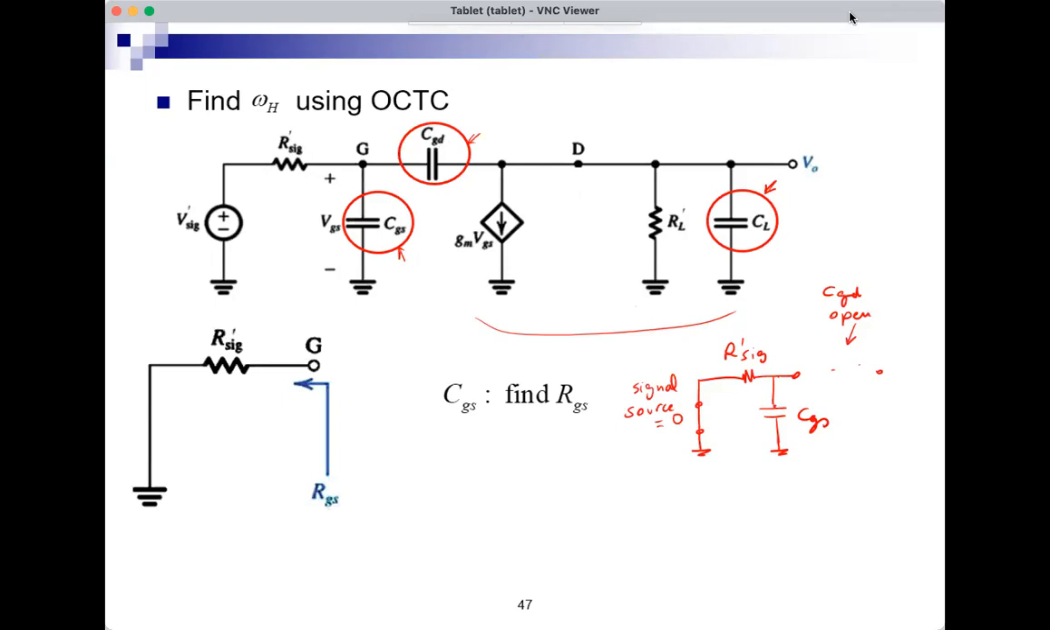The test source, which is here, instead of CGS, I have now the test source Vx to find the resistance seen by CGS. Vx over Ix would be R prime sig. There's only R prime sig here. Vx over Ix is R prime sig. So the resistance seen by CGS when I'm doing OCTC is R prime sig. Okay, that was easy.